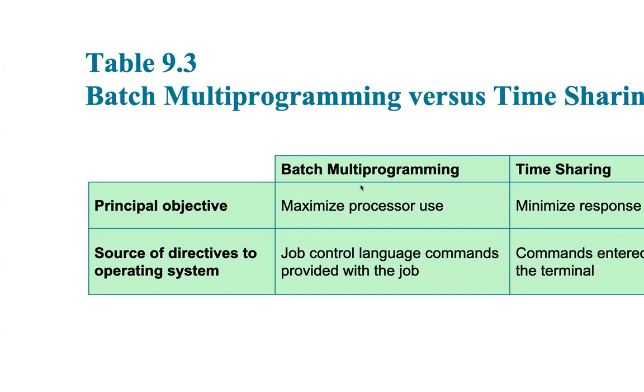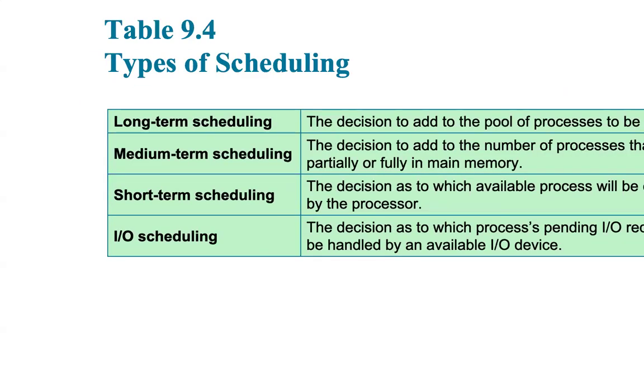So what are the principles for batch? You're trying to maximize processor use. The job control language commands are provided with the job. And then for time sharing, you're trying to minimize the response time, and commands are entered at the terminal. So you see a migration from one kind of concept to another. And so I have some more detailed charts for each one of these.